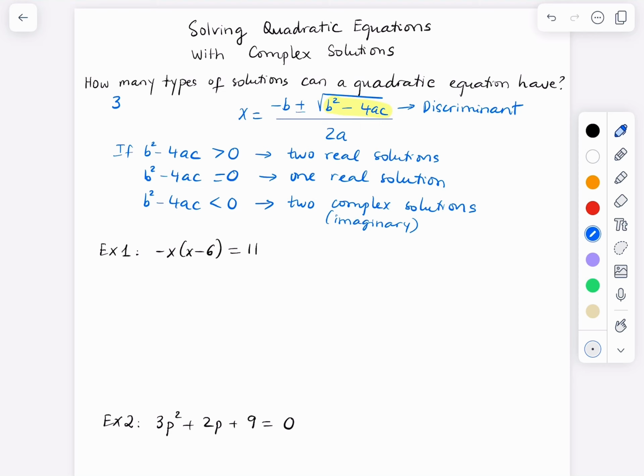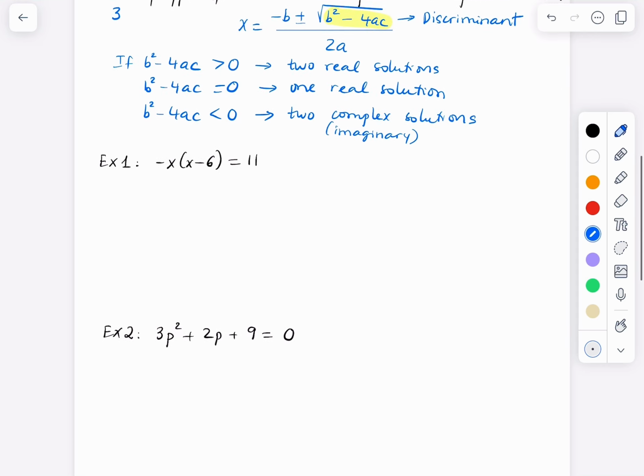So let's do two examples here. The first one: negative x times x minus 6 in parentheses is equal to 11. Now the first thing that we want to do is to move everything over so that the other side is 0. We can also at the same time distribute this. So this will be negative x squared plus 6x, move 11 over. We get this.